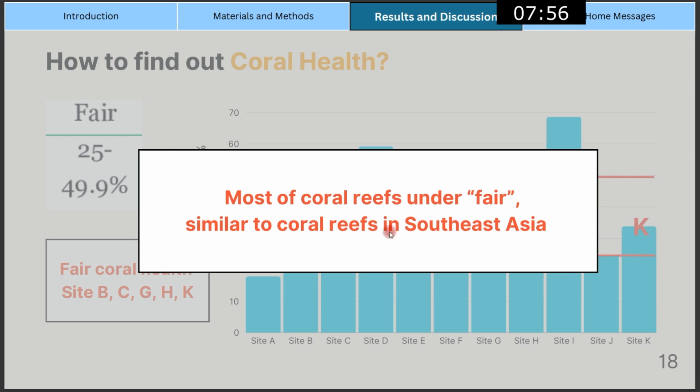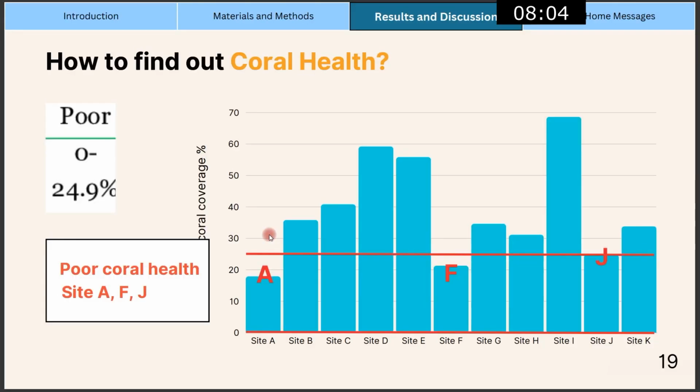We can easily tell that most of the coral reefs fall under fair coral health, and it is pretty similar to coral reefs in Southeast Asia. And then the last coral health condition, which is poor. There are still study sites that fall under poor health condition, which are sites A, F, J.